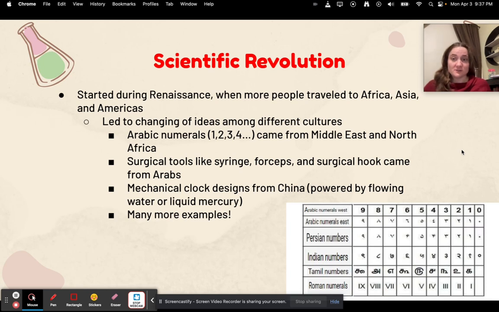and this led to changes of ideas among lots of different cultures. For example, Arabic numerals. So the numerals that we use today, like 1, 2, 3, 4 through infinity. Those actually came from the Middle East and North Africa.